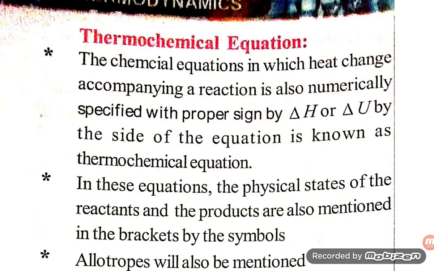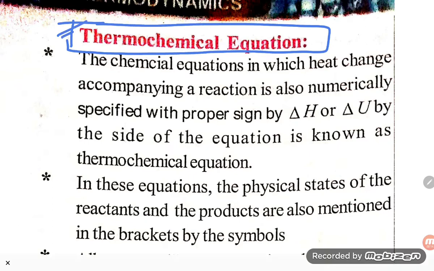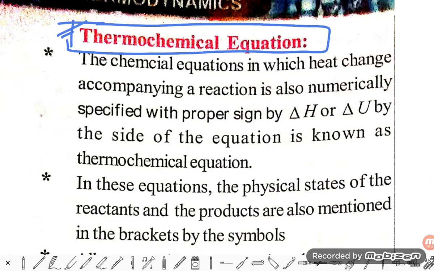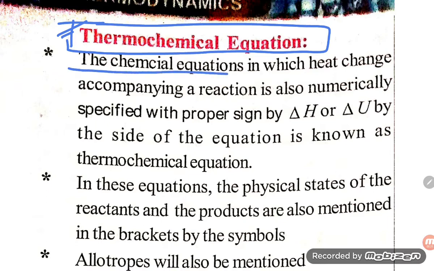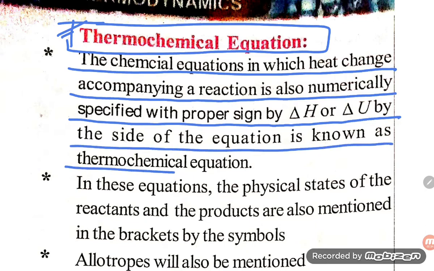Hello students, now let us try to understand the thermochemical equation. So in thermochemistry, the equations which we are going to study are known as thermochemical equations. A chemical equation in which the heat change accompanying a reaction is also numerically specified, with the proper sign, that is delta H or delta U, by the side of the equation is known as the thermochemical equation.